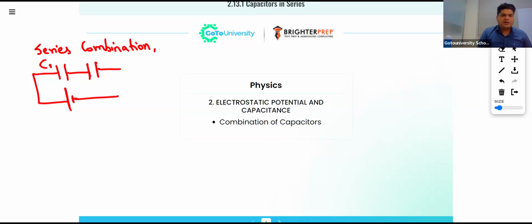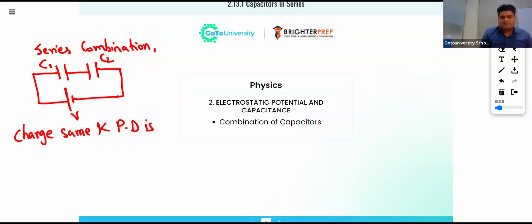This will be your capacitor 1, this will be your capacitor 2, and here you have a battery. That battery is providing you the potential difference. Now always remember, in series combination your charge will be the same, and your potential difference will be different. I repeat, charge is same, potential difference is different. That means your q1, q2 and q will be the same, but your potential difference will be different.